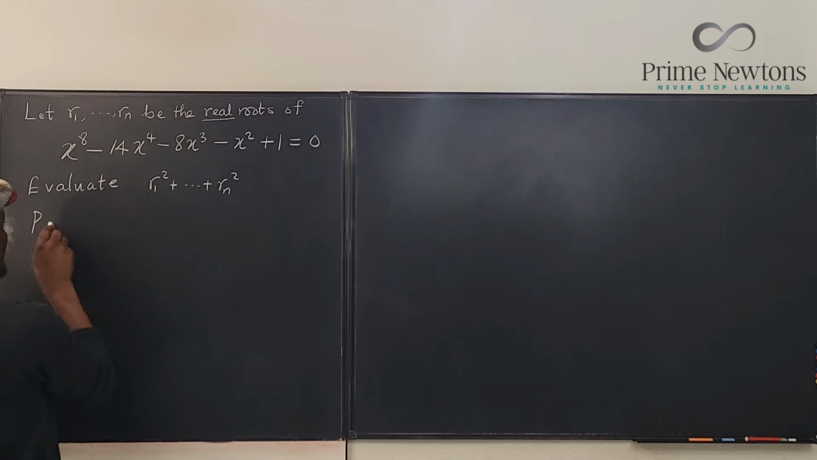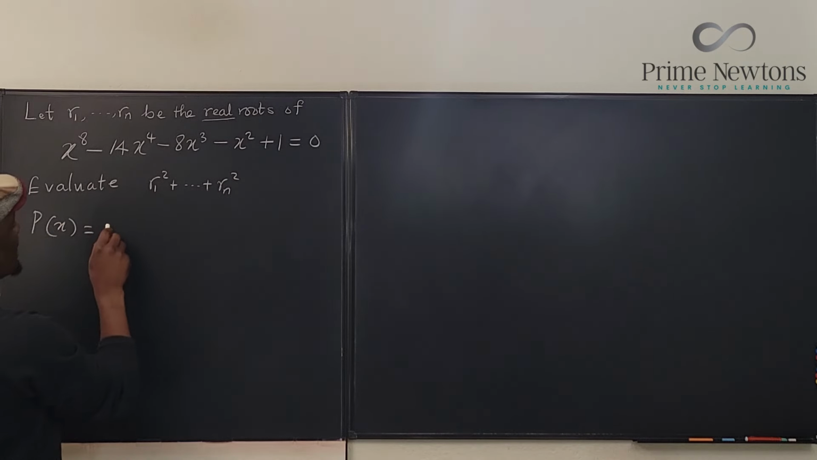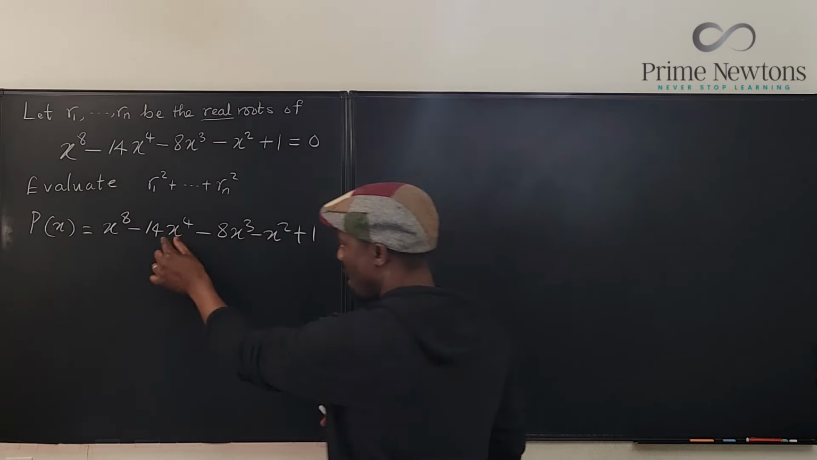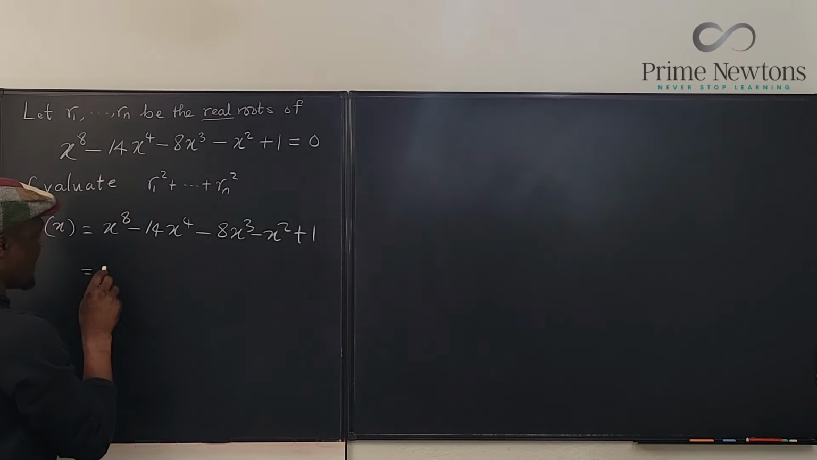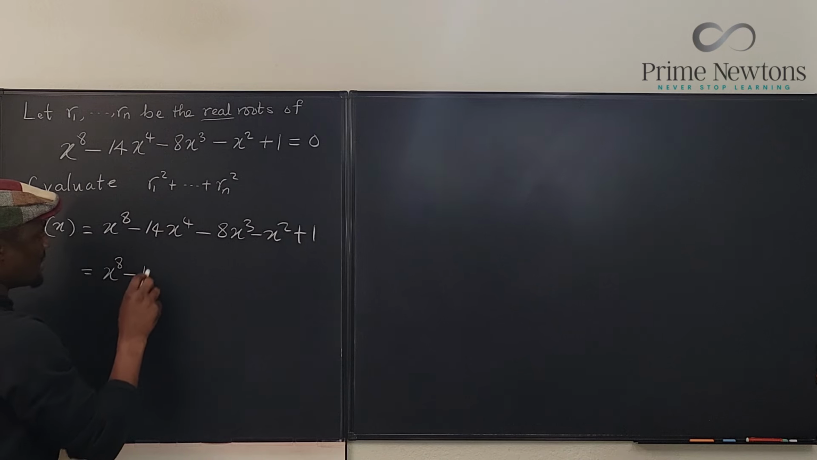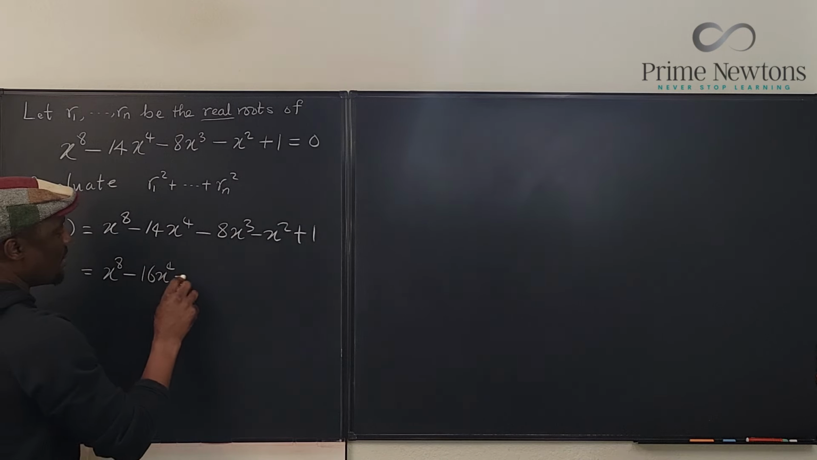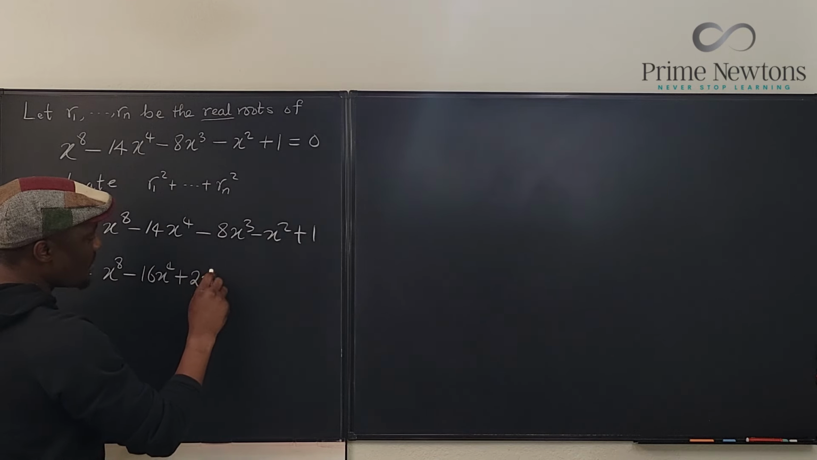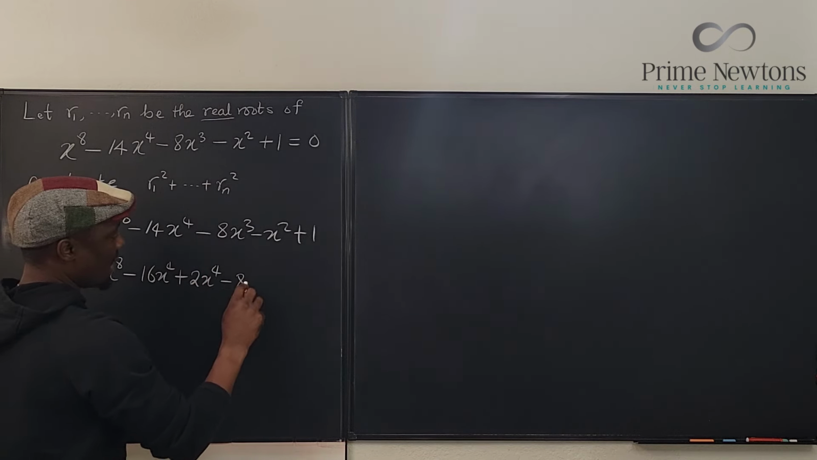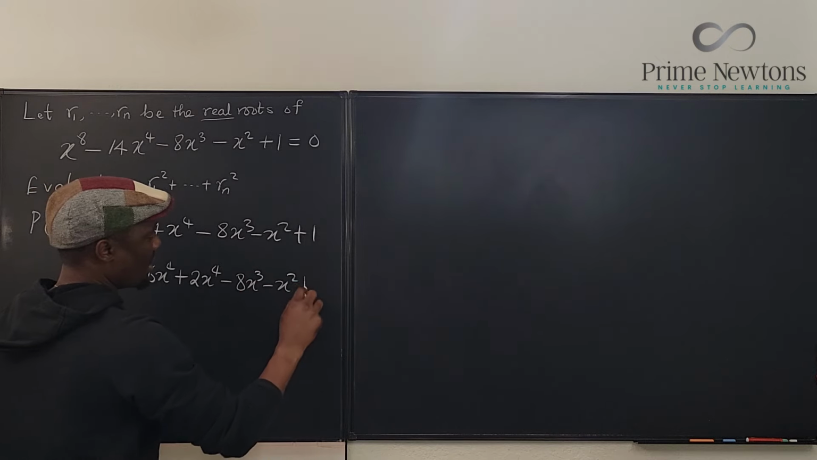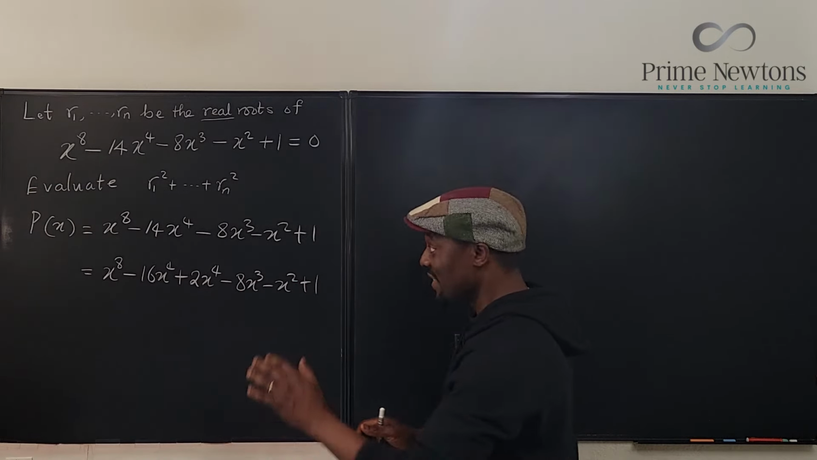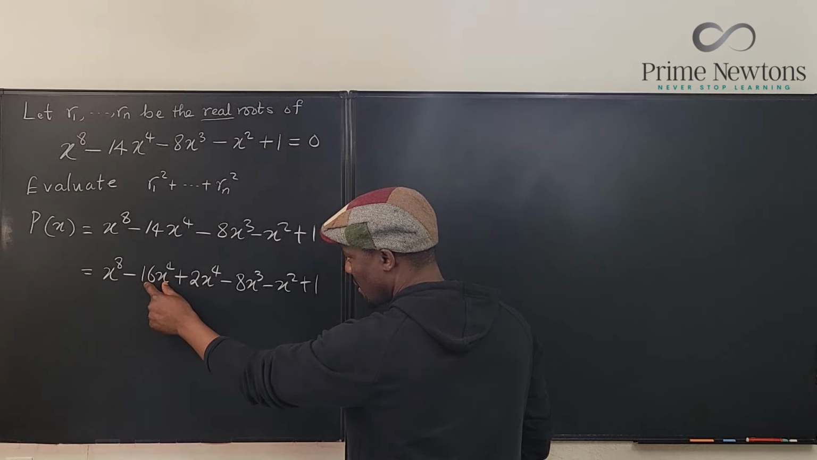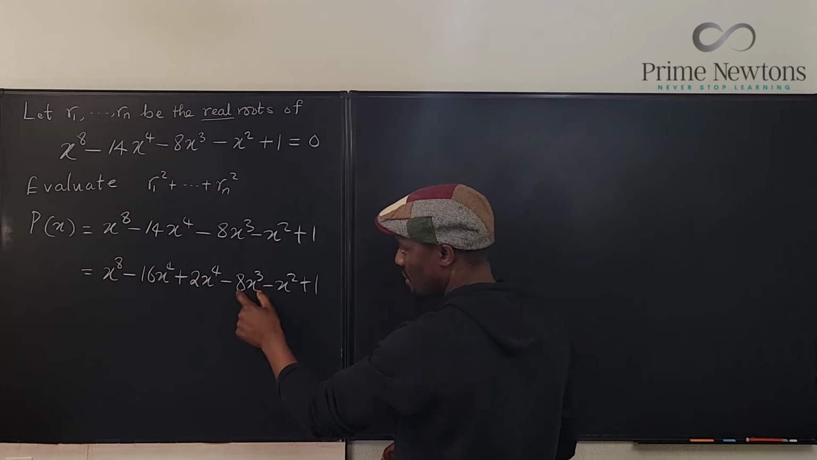So we have P of x. Let's just write it this way. P of x equals x to the 8th minus 14x to the 4th. If I rewrite this, this is x to the 8th minus 16x to the 4th plus 2x to the 4th, minus 8x cubed minus x squared plus 1. So now I need to find a way. This is promising because it looks like 16 is going to go with 8.